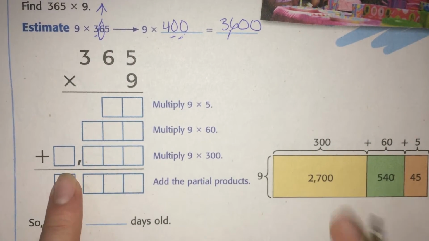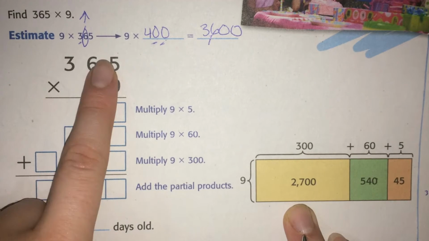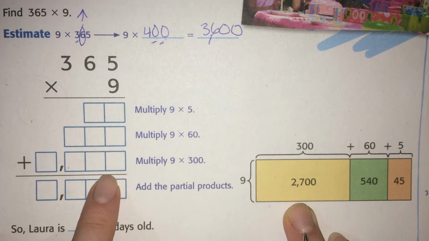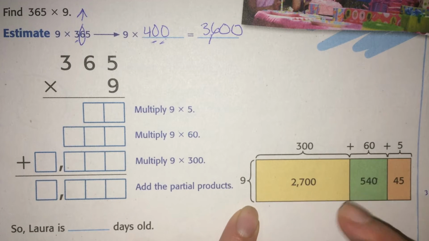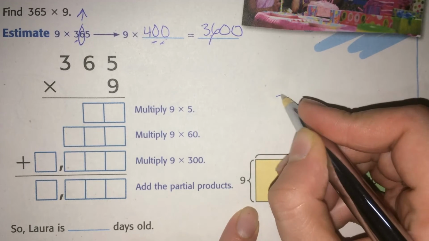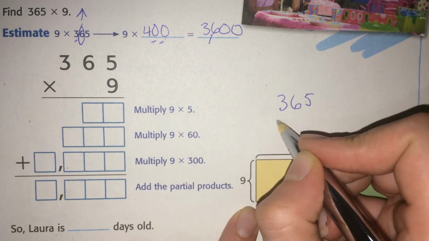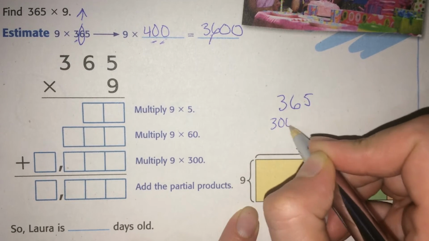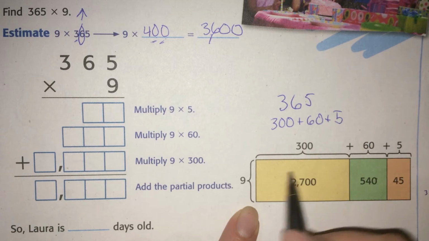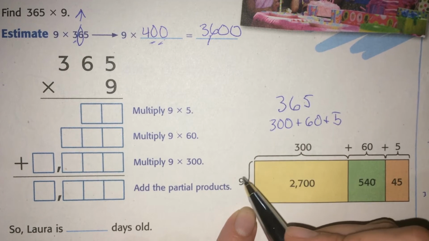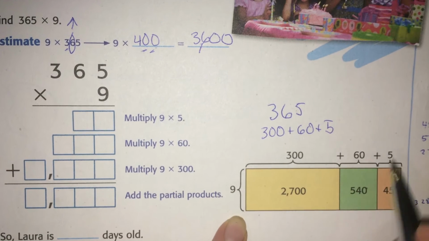They're showing you two ways to do it. One is partial products, and then one is vertical multiplication. I really like partial products, so let's take a look. They've broken up 365 into expanded form. So 300 plus 60 plus 5. That's why we learned expanded form. Now it's 9 times 300, 9 times 60, 9 times 5.